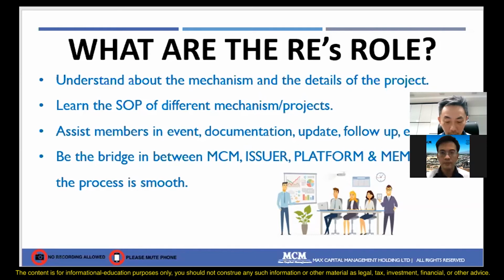All right, and then the second one is also to learn the SOP of different mechanisms. For example, ECF uses a different structure. You have to involve a lot of online work. And for example, LLP, they also have to register a company and so on. So there is a different SOP on the documents, on the EOI, the GIS membership form, and everything. So we have to learn the SOP for each and every project, and then assist members during the event, in the documentation process, and also update and follow up.